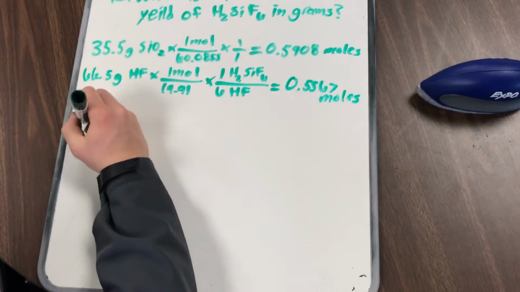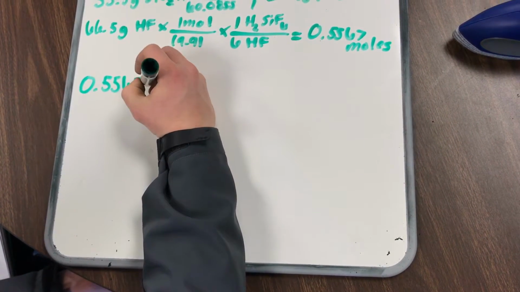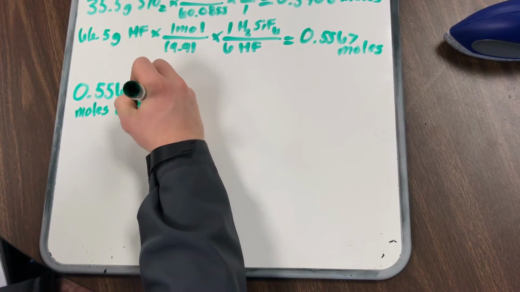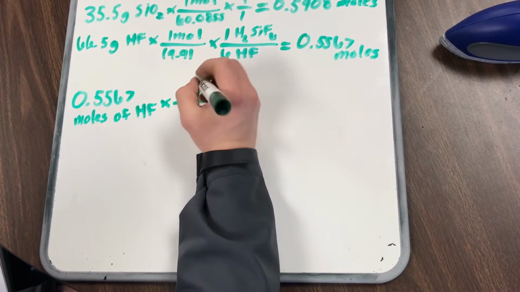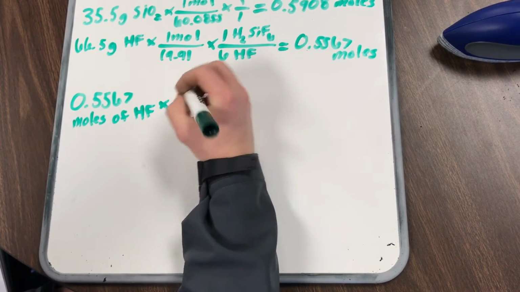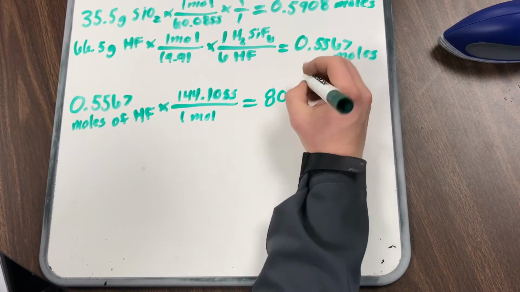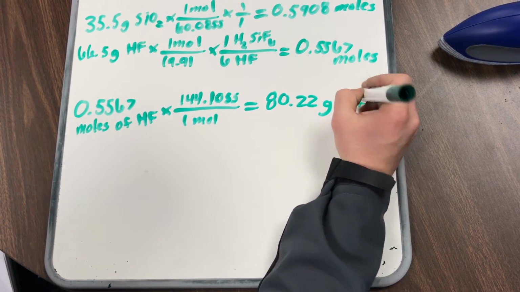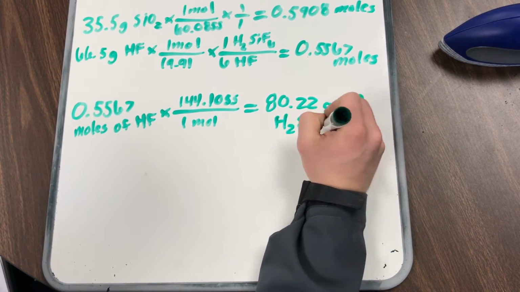Our second question, what is the theoretical yield of H2SiF6 in grams? And those top two equations show how we found our limiting reagent, and we found that our limiting reagent was 0.5567. So we multiply 0.5567 moles of HF times 144.1055 over 1 mole, and we get 80.22 grams of H2SiF6, which would be our theoretical yield.